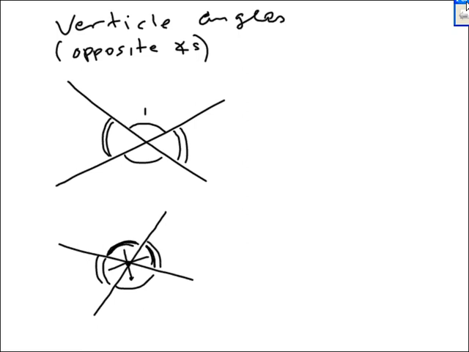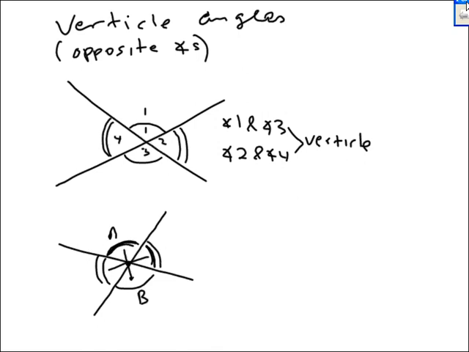So, angle 1, 2, 3, and 4. Angle 1 and angle 3, and angle 2 and angle 4 are vertical. 1 and 3 are vertical, 2 and 4 are vertical. A and B are vertical, C and D are vertical. Opposite angles are vertical, are called vertical angles, also called opposite angles.